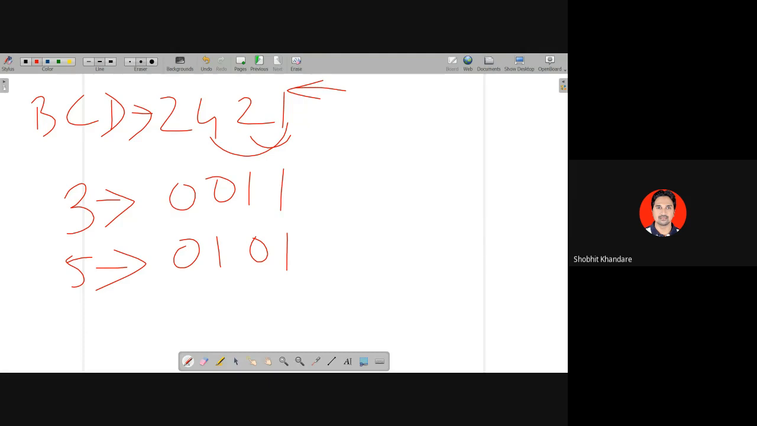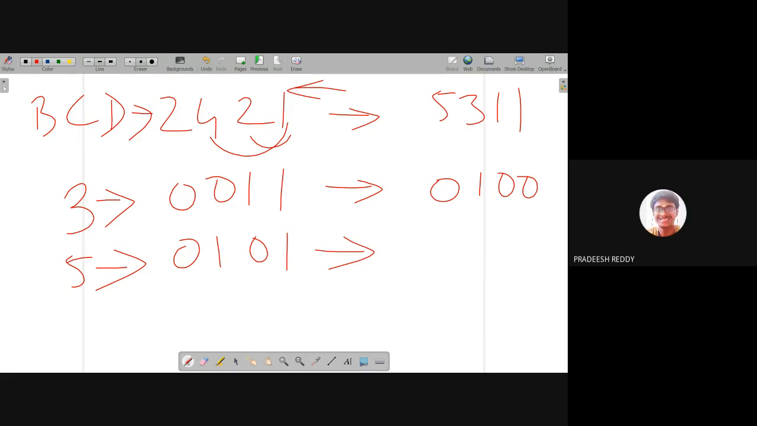Suppose I use a BCD code whose format is 5311. Similarly, how do you represent 3 in this 5311 BCD code? 0100. Very good. Tell me for 5. 1000. Very good. Yes, you are right.